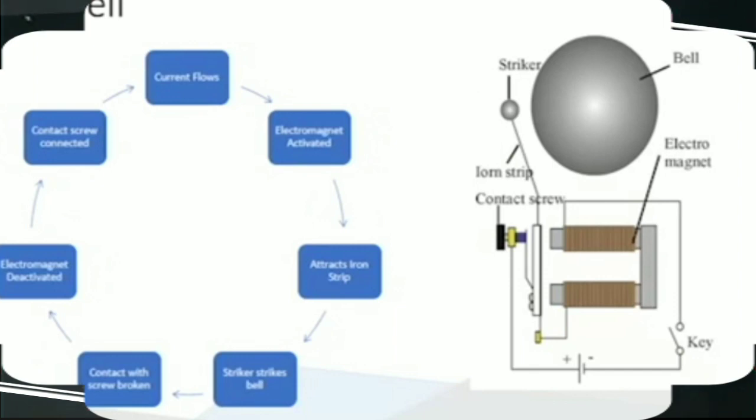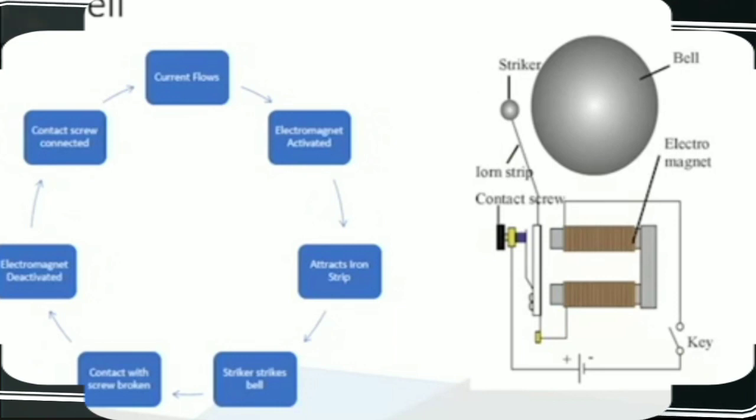An iron strip along with a sticker is fitted near to the electromagnet. A contact screw is in touch with the strip. The electric circuit is connected as shown in figure 4.8. The current flows in the circuit when screw is in contact with the strip, and hence the coil becomes a magnet and attracts the iron strip towards it. Therefore, the sticker hits the gong and the sound is created.